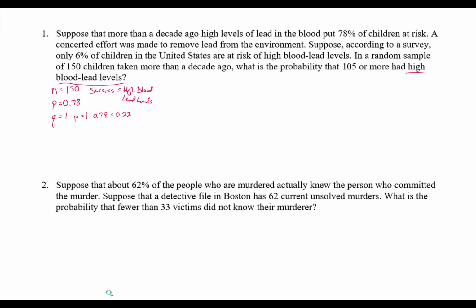So we have a binomial probability, and we know what N, P, and Q are. The next thing we need to check are the values of N times P and N times Q, and make sure that they are both greater than or equal to 10, so we can use the normal approximation. N times P is 150 times 0.78, which is 117. That's certainly greater than or equal to 10, so that one's good. N times Q is 150 times 0.22, which is 33. That's also greater than or equal to 10, so the normal approximation applies.